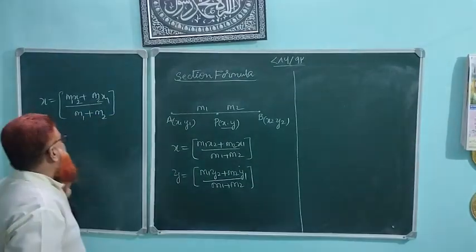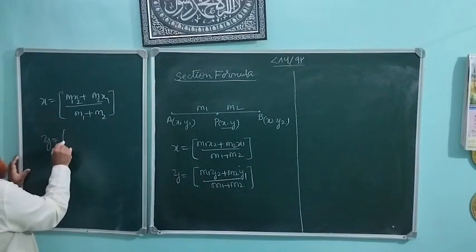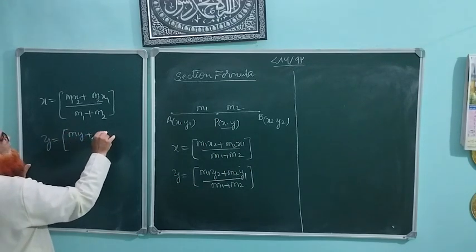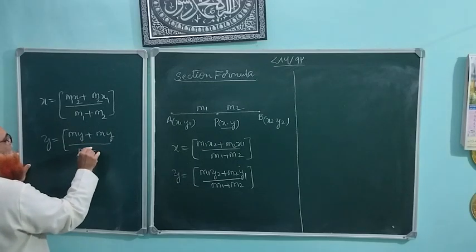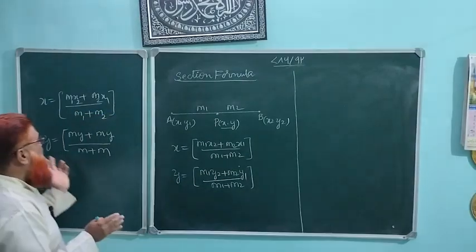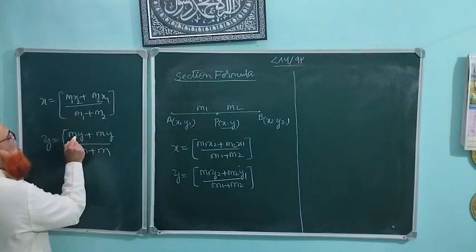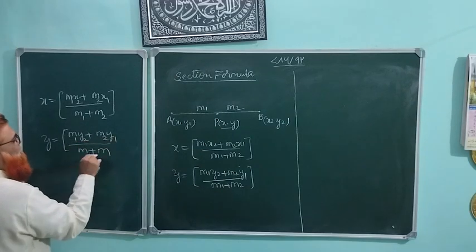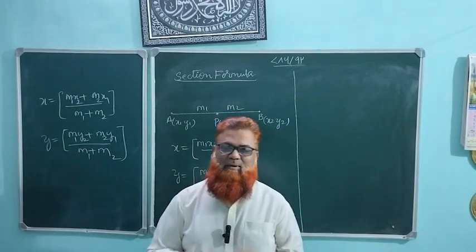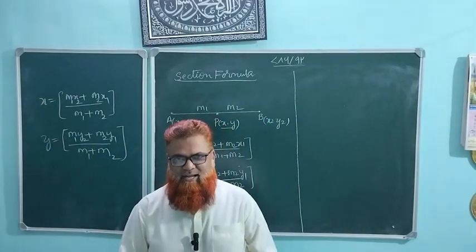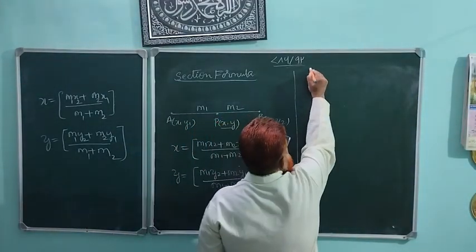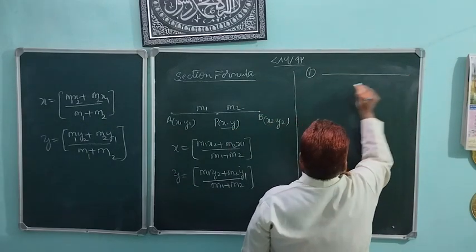In the same way, you can write the coordinate of y as my plus my by m plus m. For x, you should write mx plus mx by m plus m. For y, you should write my plus my by m plus m. Again, 1, 2, 2, 1, 1, 2. This is the easy way that you can remember this. You don't have to learn it by heart, you don't have to think a lot about it. It's very simple. Now let's pick some problems from the exercise.